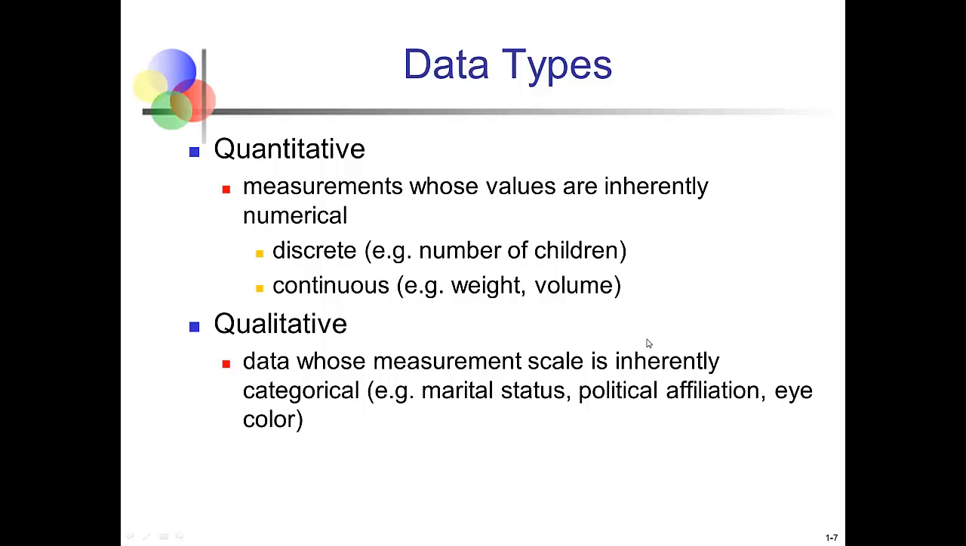Qualitative data is data that are really categorical. They don't actually have a true number associated with them. We're going to probably assign them numbers oftentimes to make it easier to summarize the data. Some examples of qualitative data are marital status, political affiliation, eye color. Those things are inherently categorical, so they're qualitative data. When we record them in the spreadsheet, we might put numbers associated with them, but because those numbers really represent these words, we're going to call that qualitative data.